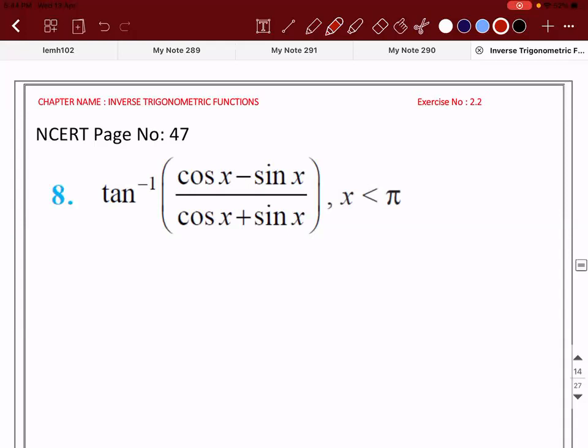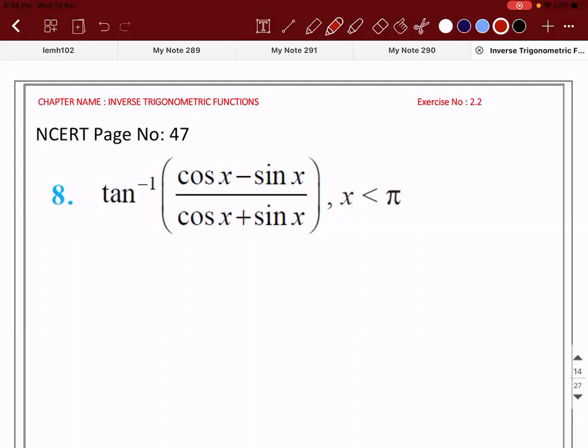So tan inverse of this one, you tell me what you're supposed to do. Cos x minus sin x by cos x plus sin x. Often you divide by cos x. For example, you could have the same question in terms of cot inverse: cot inverse of cos x minus sin x by cos x plus sin x, that is divided by sin x.